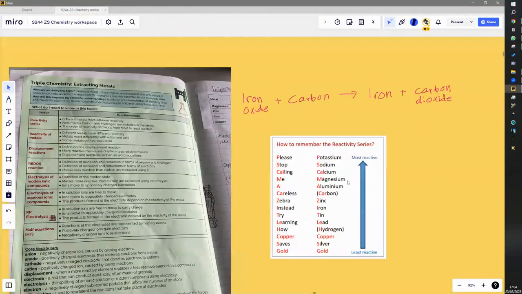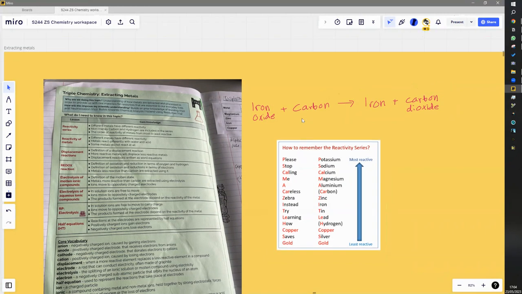There we go. So this is a little way of remembering them. Anyway, the two in brackets, carbon and hydrogen, they're in brackets just because they are obviously not metals. So this is not a reactivity series of metals, but it's to do with metals. So you can say carbon is actually more reactive than iron.